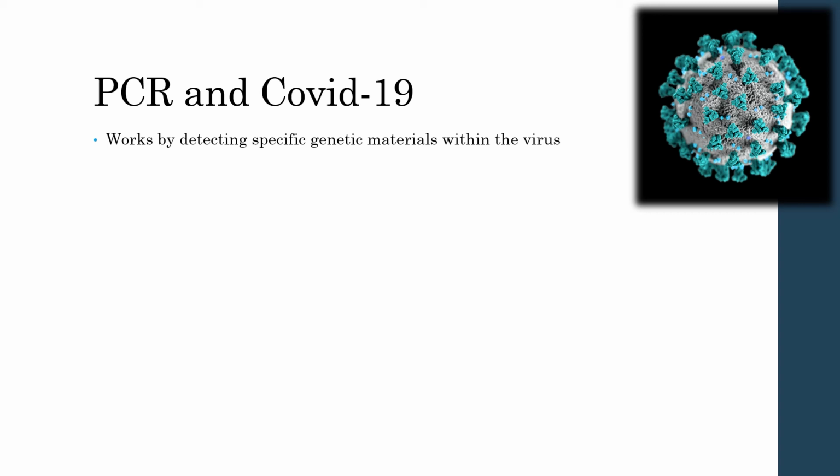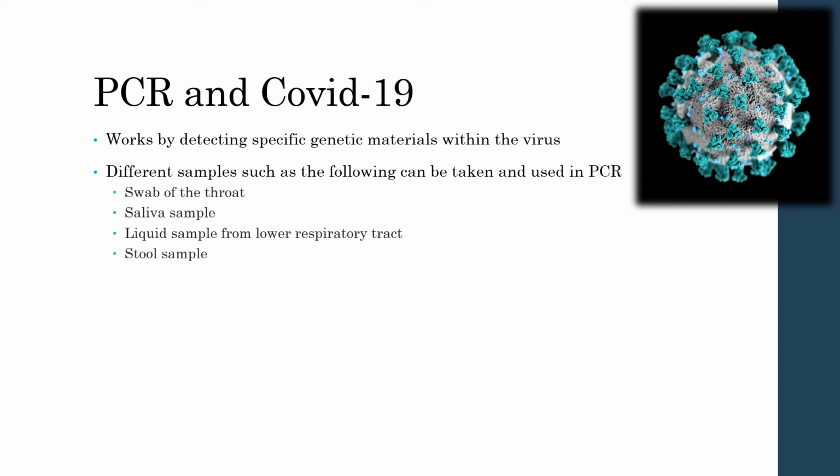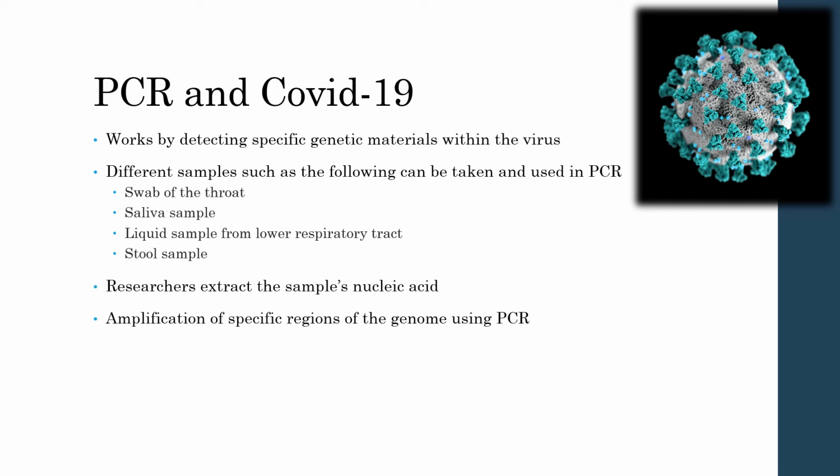So it works by detecting specific genetic material within the virus. There are different samples that can be taken, such as a swab of the throat, saliva, liquid from the lower respiratory tract, or a stool sample. Then the nucleic acid gets pulled out of that, and then you amplify specific regions.